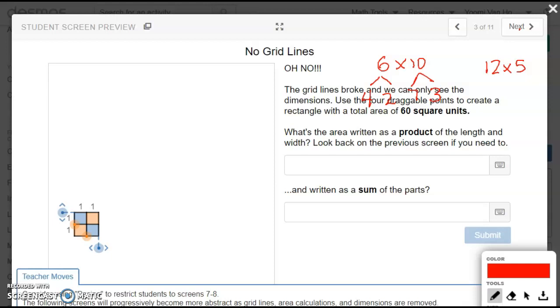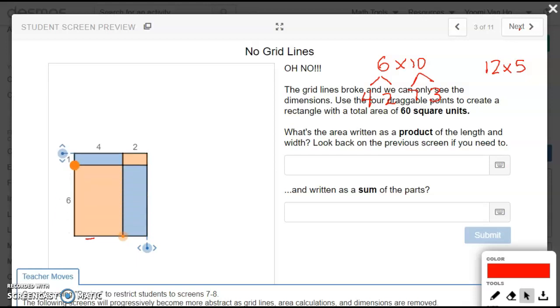Okay, so I want the width to be 4 plus 2. So I am going to move this to be 4 plus 2. That's the width. And for the length, I want it to be 7 plus 3, so I am going to make this 7 plus 3. Okay, so 7 plus 3 gets me 10, and 4 plus 2 gets me 6, and 10 times 6 is 60.